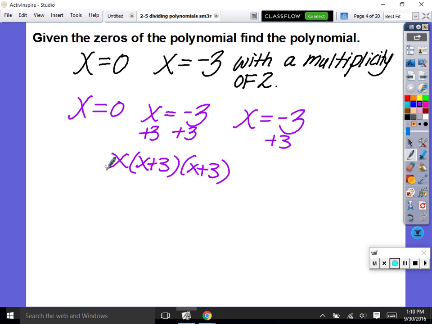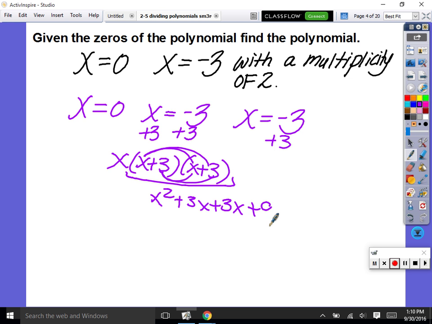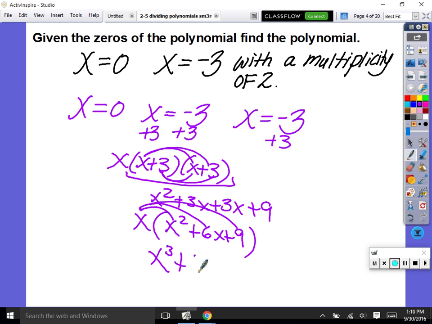Now, if you're ever multiplying three things together, you multiply 2 together, combine like terms, then multiply in the third one. You could have done these 2 and then multiplied in. So I'm going to do these 2 just because I want to. So x times x is x squared. X times positive 3 is positive 3x. 3 times x is 3x. And then 3 times 3 is 9. We combine like terms. So we have x squared plus 6x plus 9. Then we would multiply in this x. So that's x cubed plus 6x squared plus 9x, right? We're just going backwards. Is everybody feeling good about that one?